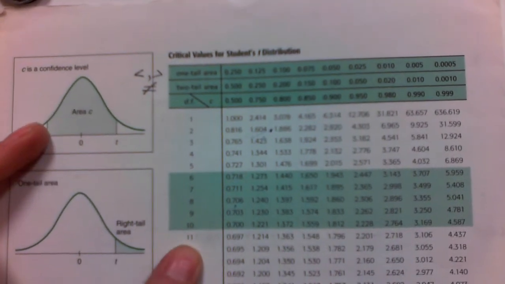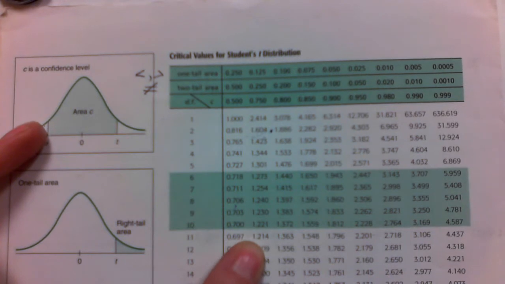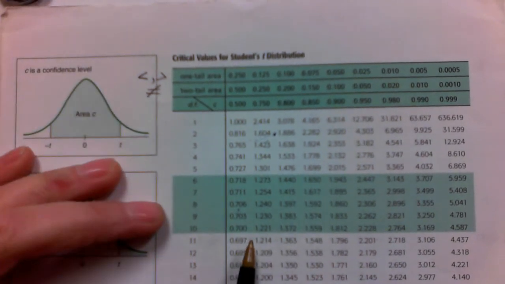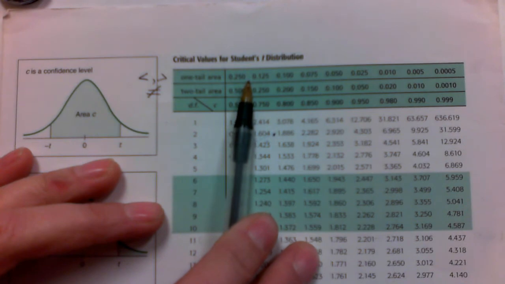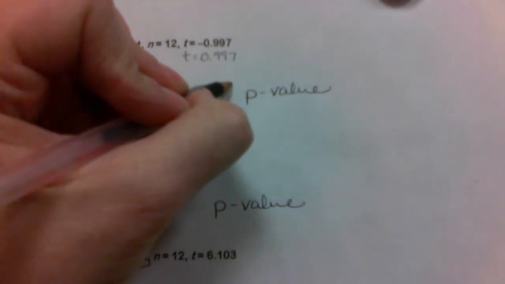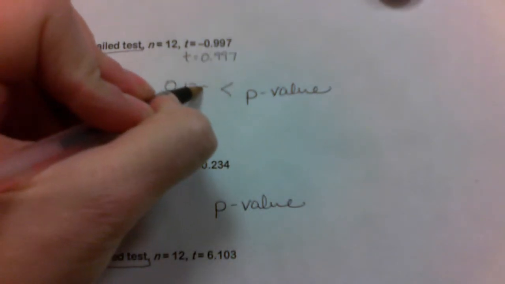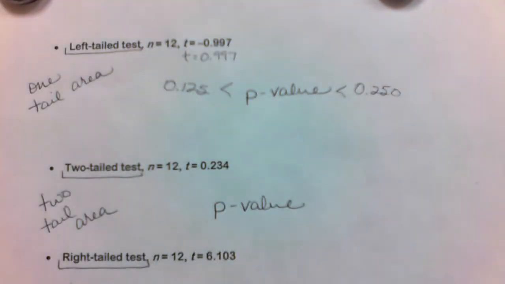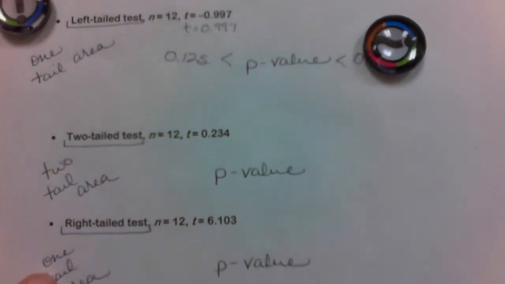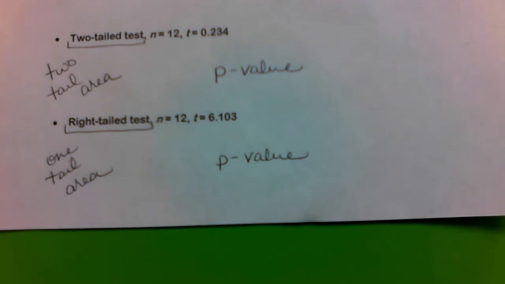So again, here is 11. I'm looking for 0.997. Well, that falls in between the first two, and I'm looking at the one-tail area, so it's in between 0.250 and 0.125, and 0.125 is smaller, so I put it on the left, and then I put the larger one, 0.250, on the right. Now, there's two more scenarios that could occur when you're dealing with the T table, so I want to be sure that we look at that.